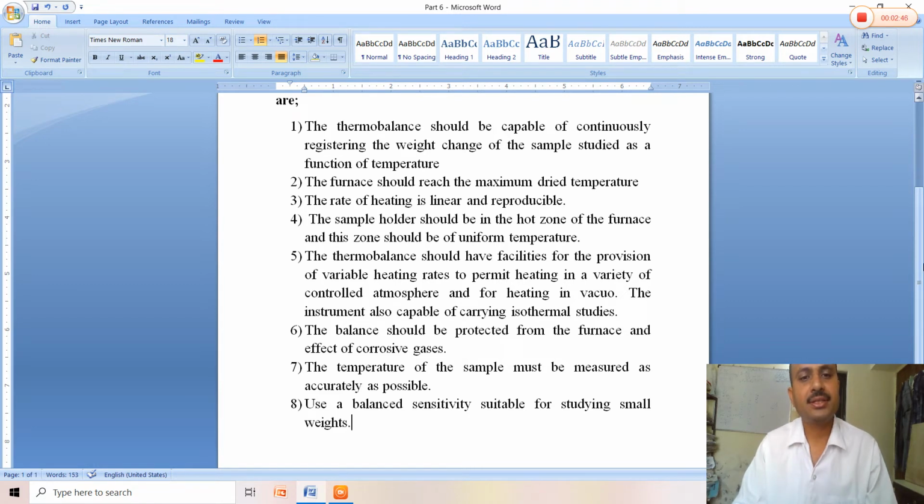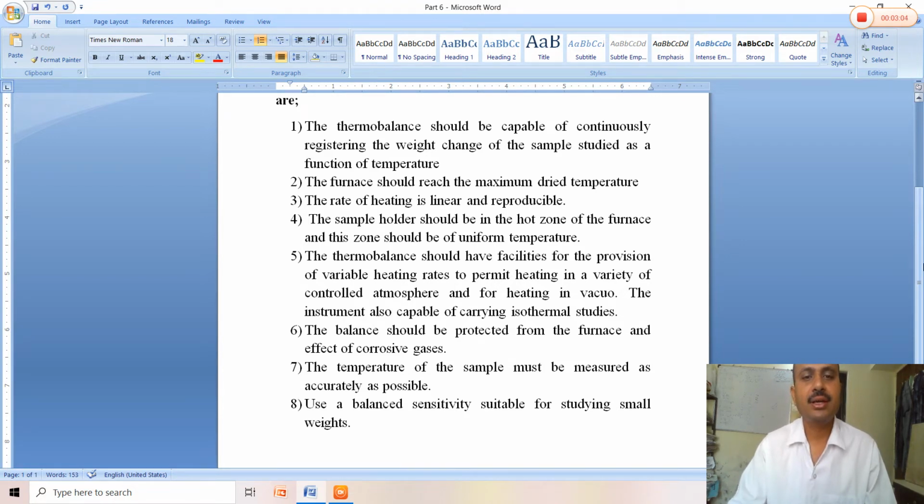Now the third condition is that the rate of heating is linear and reproducible. So the rate of heating should be linear and reproducible. These are the two conditions, linear and reproducible, which are very important for the heating. The rate of heating is linear and reproducible.